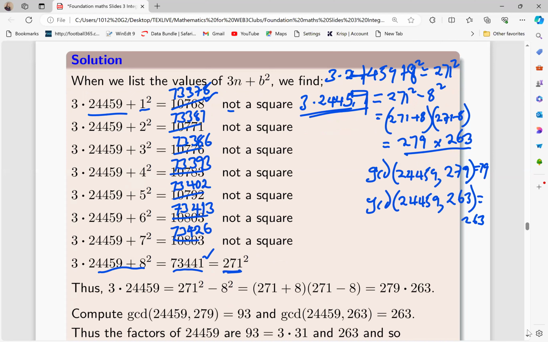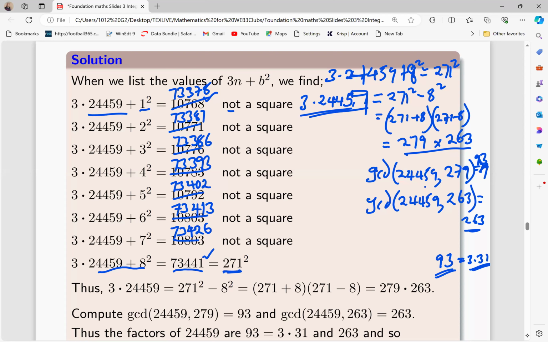Is it 73? No, this is 93, not 79. Where am I getting 79 from? This GCD is supposed to be 93. And this other GCD is 263. You can see that 93 here is not a prime number. It can be factored to be 3 times 31.